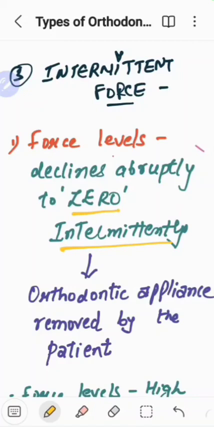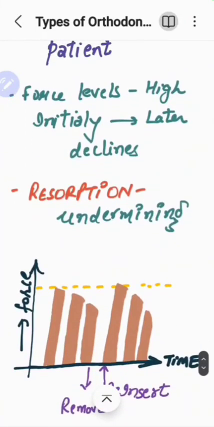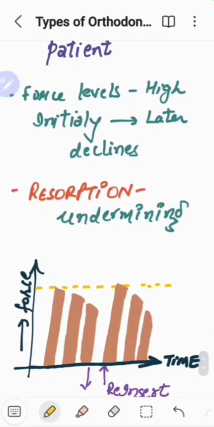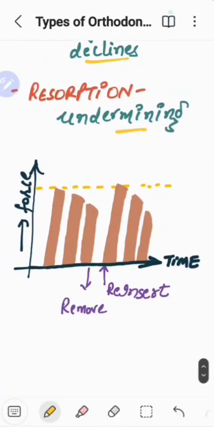The forces also decay as the tooth movement occurs. Initially, here also the force levels are high, but later on they decline. Here also the force levels are high and hence there is undermining resorption. And if we plot a graph between the force and the time, there is removal of the appliance. At that time, there is a decline in the force levels. But when the patient reinserts the appliance, at that time the force levels are maintained at the original.